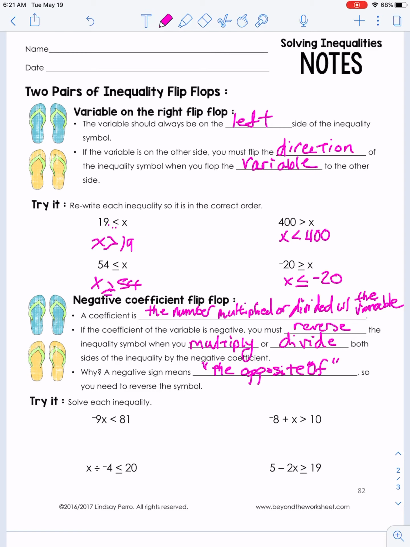So let's look at some examples. If we divide each side by -9, we have to then flip our sign, so x is greater than -9. Let's try the next one. x divided by -4. So we'd have to multiply each side by -4. So we get x is greater than or equal to -80.